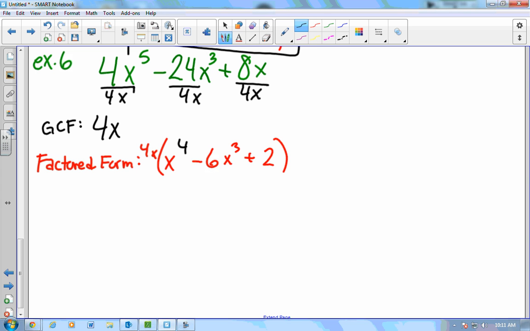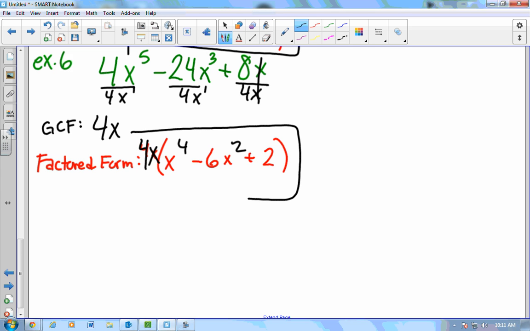Negative 24 divided by 4 is negative 6, right? So we got that. 3 minus the 1 is, so we'll change that to 2. And then this one's right, yeah? Because x divided by x cancels. So just make sure you have that 4x multiplying in front.